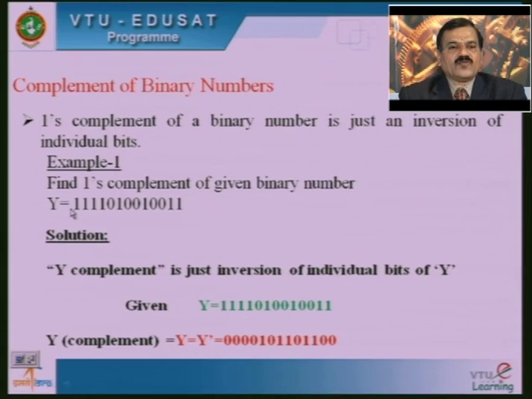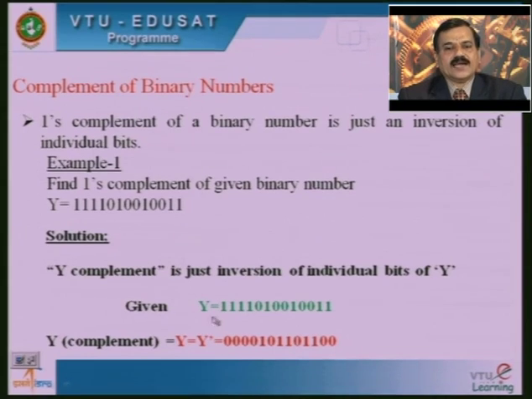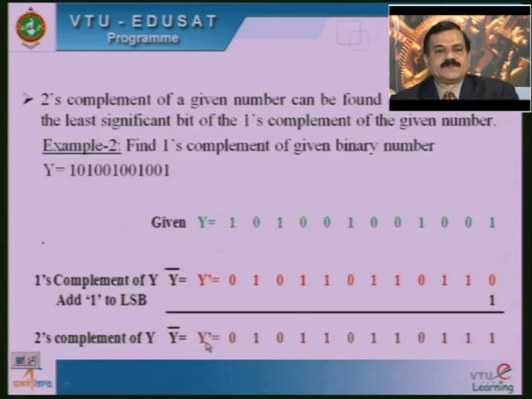So the first one can be rewritten as 0, the second one as 0, the third one also as 0, the fourth one also as 0, the next 0 can be written as 1, and this one as 0, 1, 1, and 0, 1, 1, 0, 0. That is indicated as the complement of the given number y. That complement can be rewritten as y bar, and it can also be written as y dash.